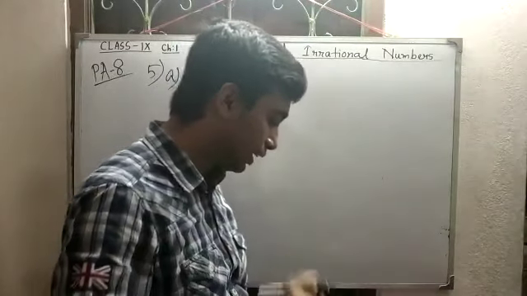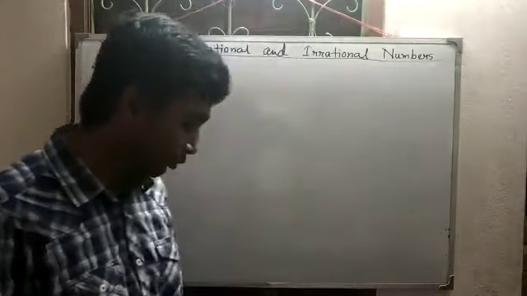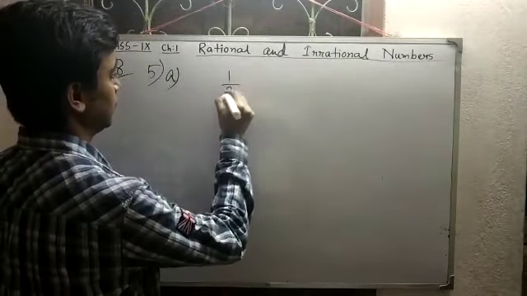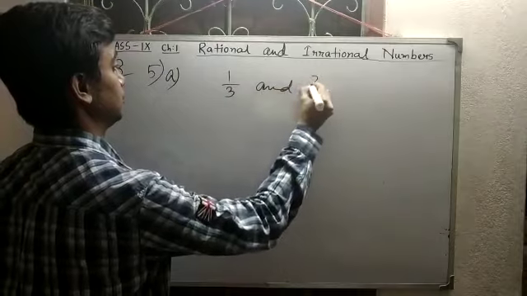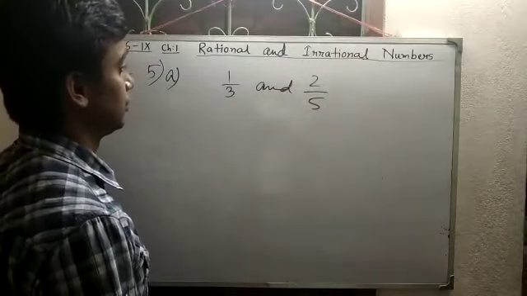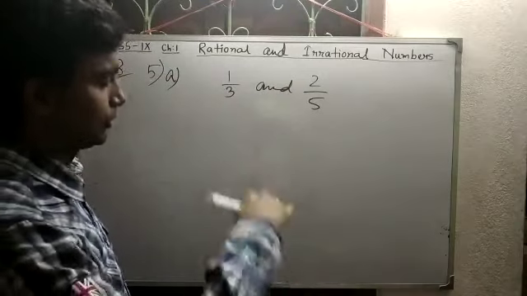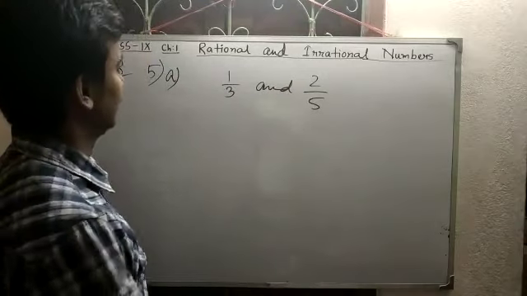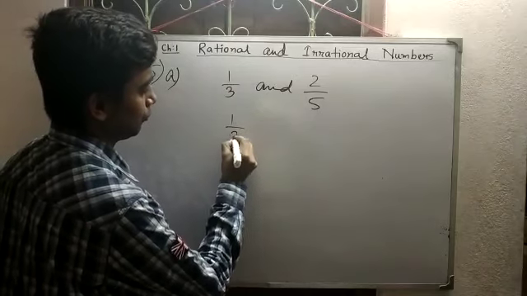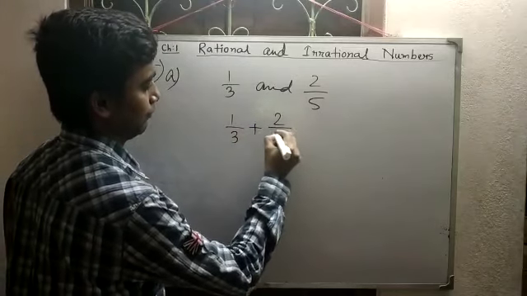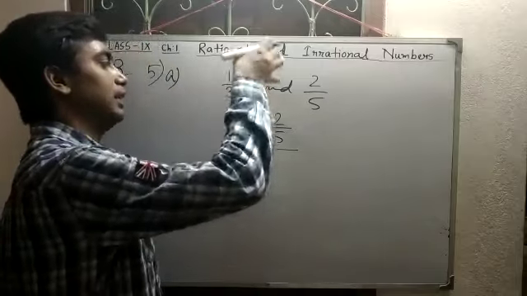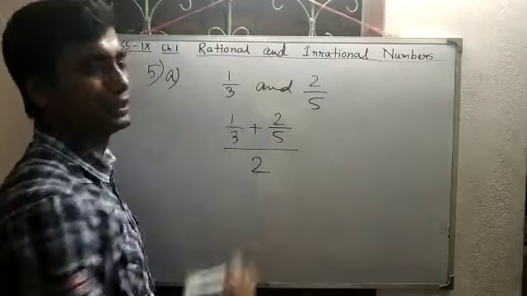You have to determine one rational number between the pair of numbers. The numbers given are 1 by 3 and 2 by 5. We have to find one rational number between them. So what is our procedure? This is also in class 8. So what will be the required number? It will be 1 by 3 plus 2 by 5, divided by 2. That will be in between these two numbers.